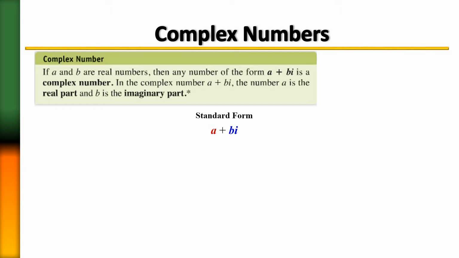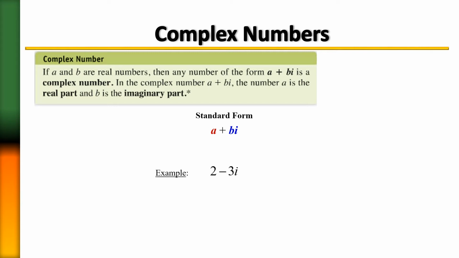In the complex number a plus bi, the number a is the real part of the number and b is the imaginary part. When you are performing operations on complex numbers, meaning adding, subtracting, multiplying, or dividing, you should always get in the habit of writing your answer in standard form. Standard form is a plus bi, where the real part is first and the imaginary part is written second. So let's do some examples that involve complex numbers.